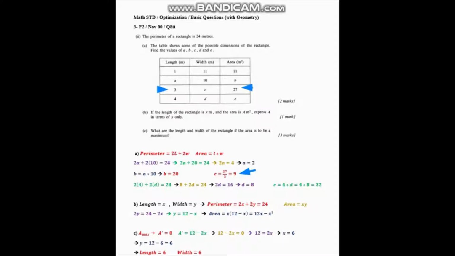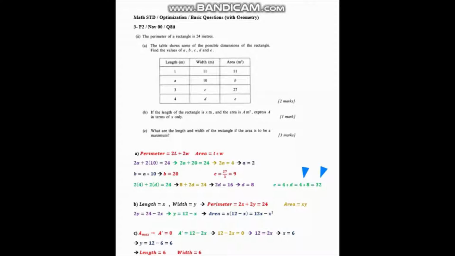Next, in order to find the value of D, I shall again resort to the equation of the perimeter. I have length equals 4, perimeter equals 24. Hence, the value of D shall be obtained using this equation right there. 2 times 4 plus 2D equals 24. 2L plus 2W equals 24. And we shall simplify and find the value of D. Then finally find the value of E by multiplying the length and the width. So 4 times D, or 4 times 8, gives me 32.